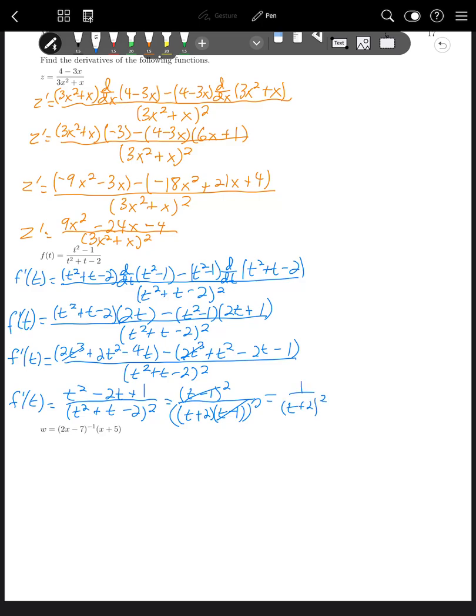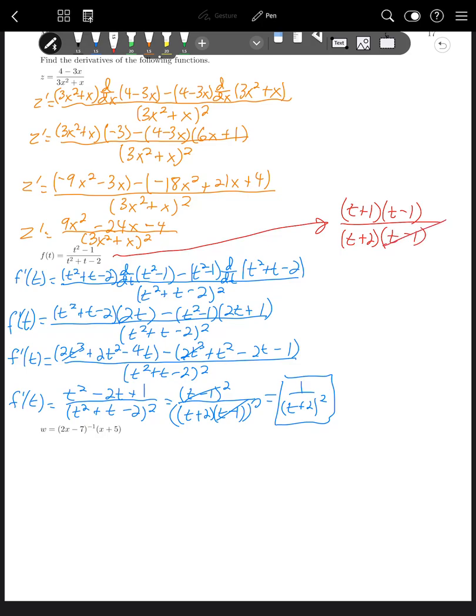And this is actually an example of where I could have saved myself some time right off the bat. This answer is perfectly fine. It all works out fine. But if you were to factor this before you even started, this f of t can factor as t plus 1 times t minus 1 over t plus 2 times t minus 1. Those cancel out, and if I did the quotient rule with this, I'd get exactly the same answer.